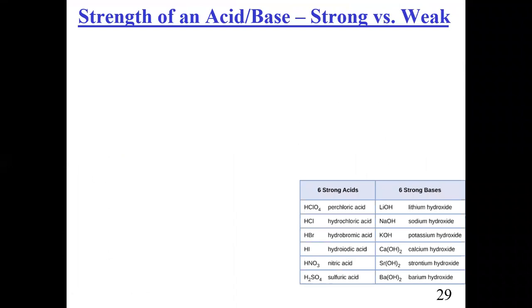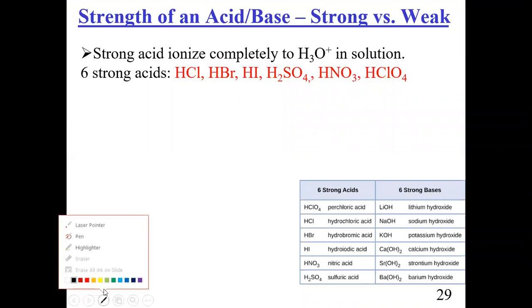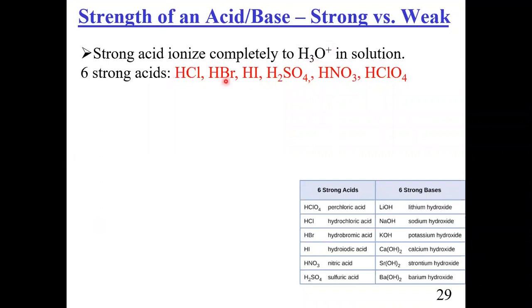To begin with, I'd like to define what a strong acid is and to differentiate between strong and weak. Strong acids are those acids which dissociate completely to H3O plus and the conjugate base in solution. And honestly, I really want you to know who these acids are. There are only 6, so we may as well memorize who the strong acids are. Everything that is not strong is considered weak.